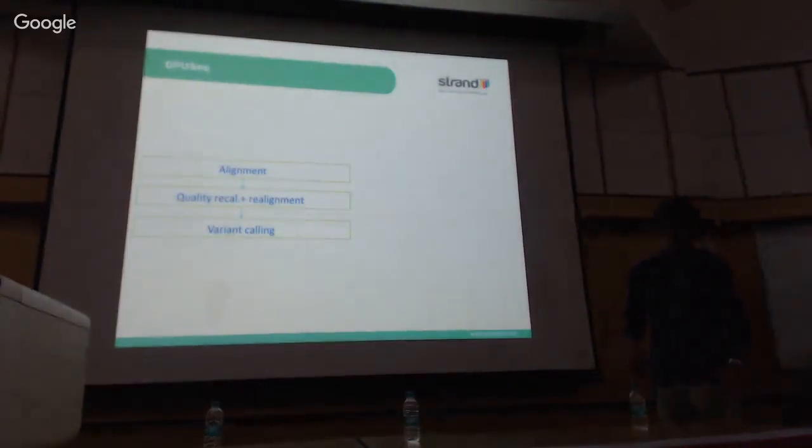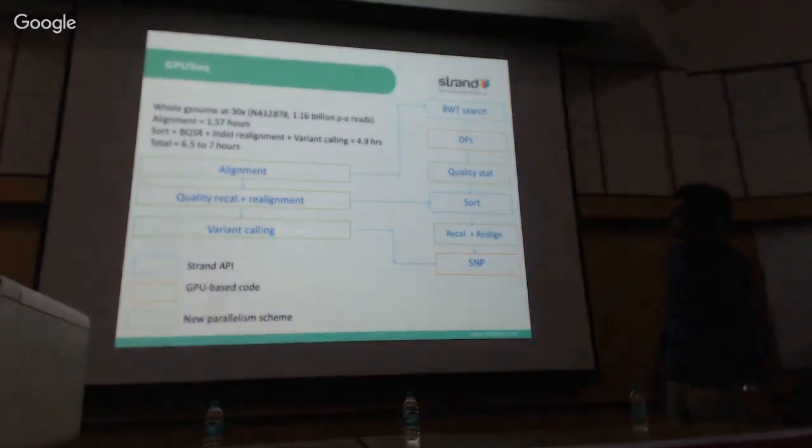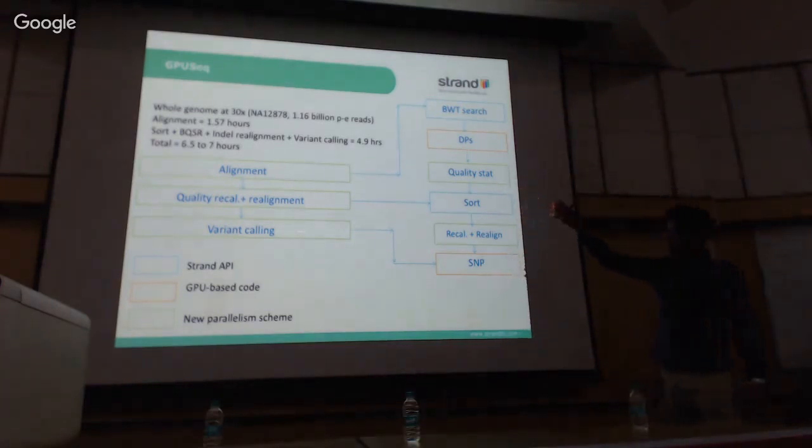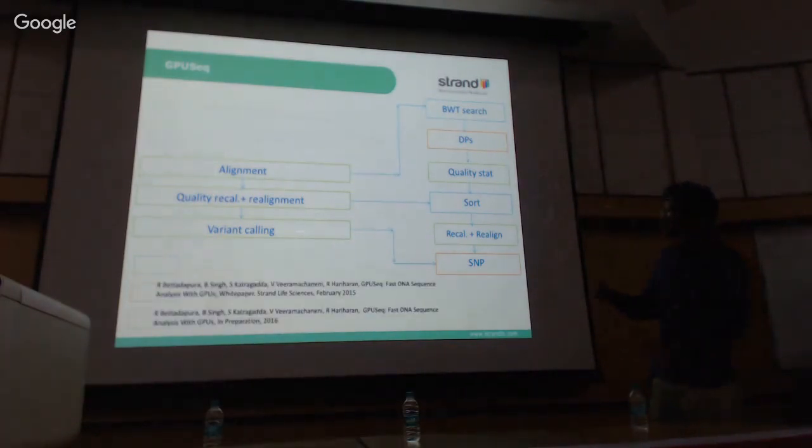So these are some interesting things to do. But we didn't stop there. We went ahead and optimized the entire workflow. If you recall, just alignment in the previous slide was about 9 hours. So we did the entire workflow: alignment, quality recalibration, realignment, variant calling, in about 6 to 7 hours. That was really nice. So this is one way to look at the big data problem.